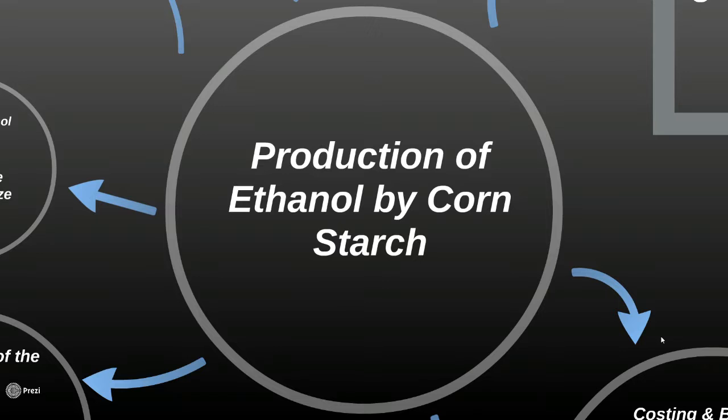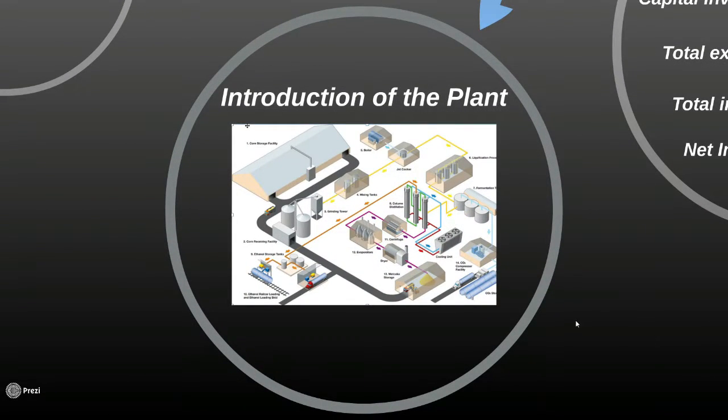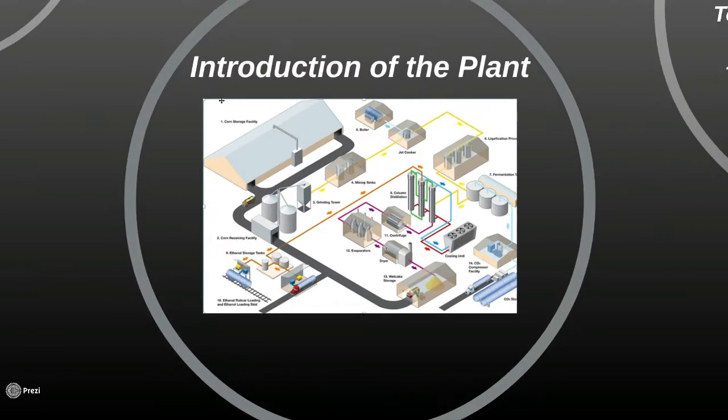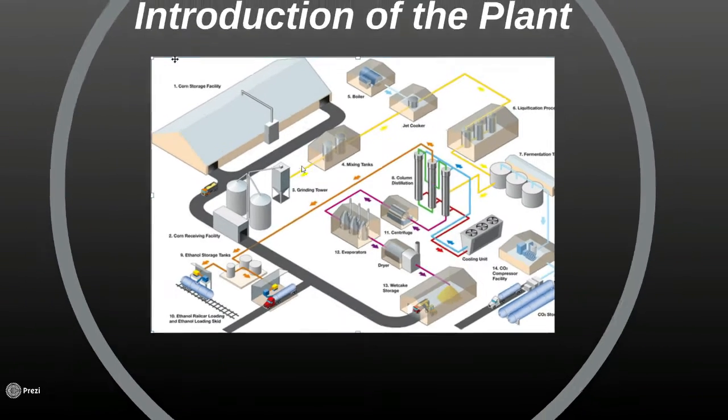Production of ethanol by corn starch. In the introduction of the plant, there are some equipment that are used, which are distillation column, mixer, evaporators, and many others.